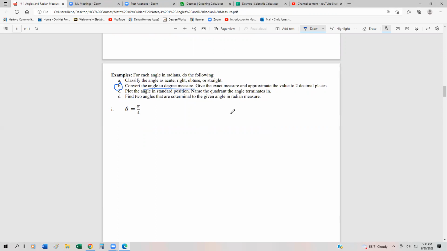We're going to take the pi over 4, and we're going to multiply that by 180 over pi. All right, and this is letter B. All right, and I know we're doing this backwards, but it's probably the easiest way. And we're going to say that's 180 degrees. The pi's will cancel out. We're left with 180 degrees over 4. And that should work out to be 45 degrees.